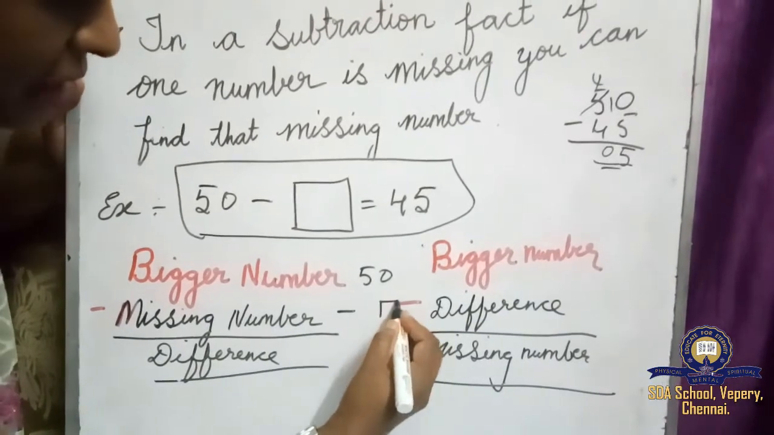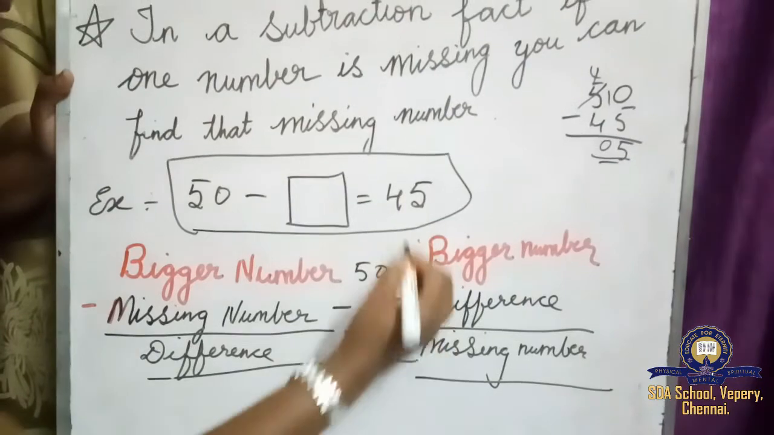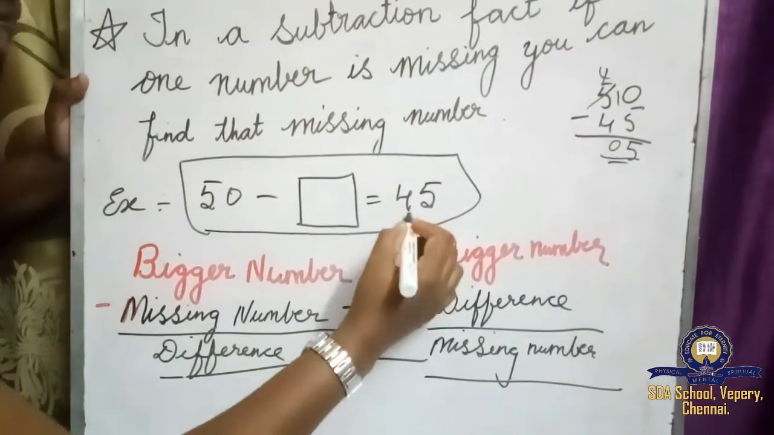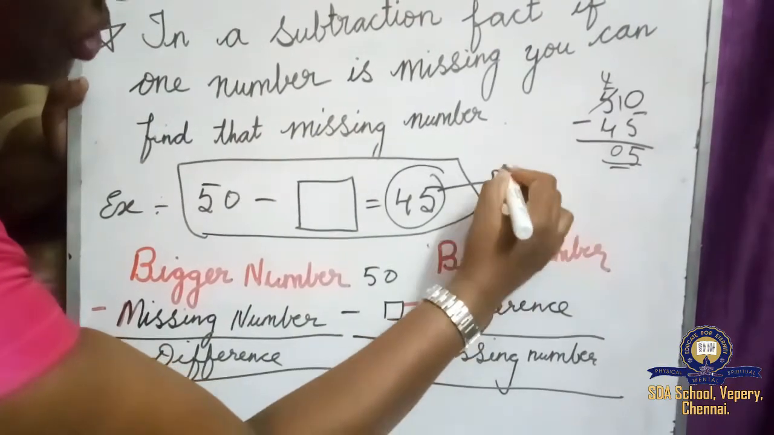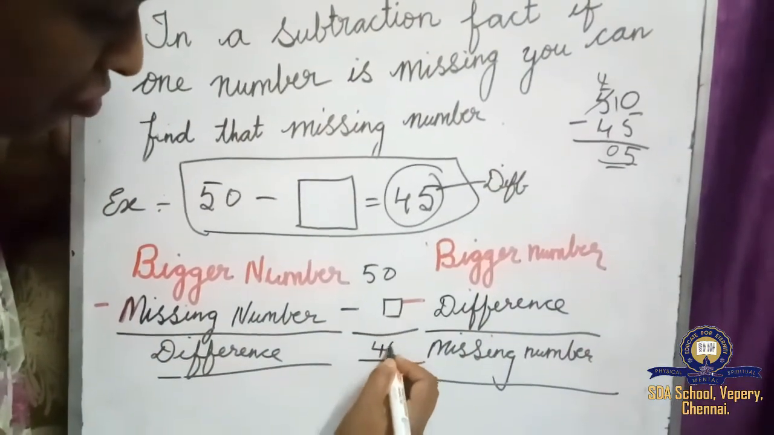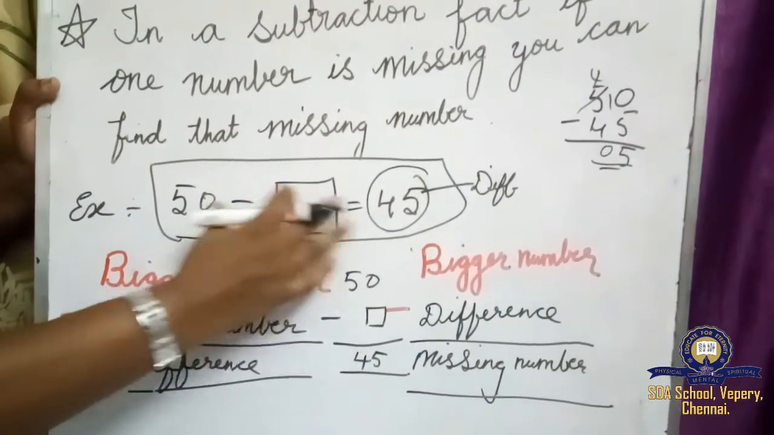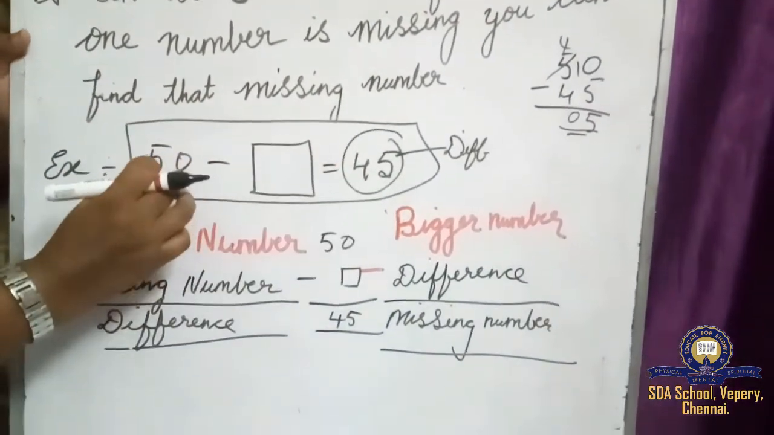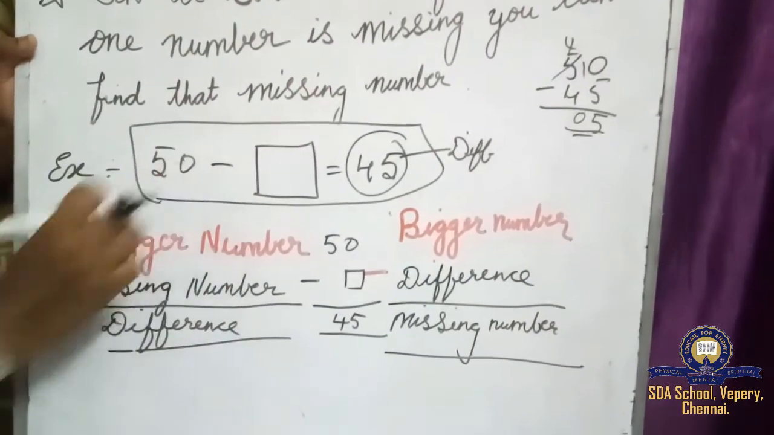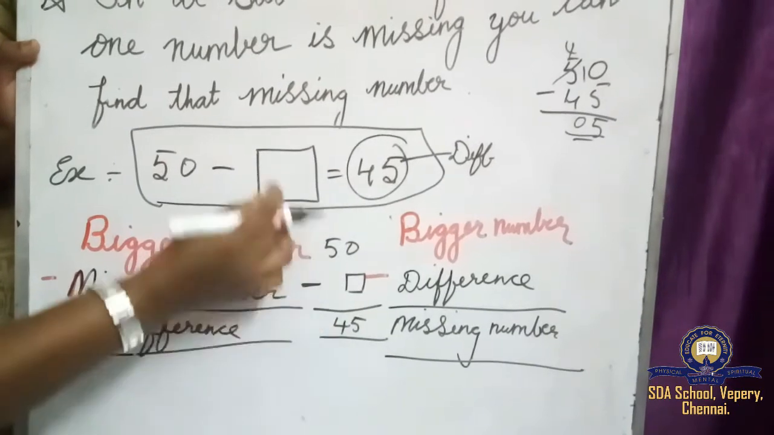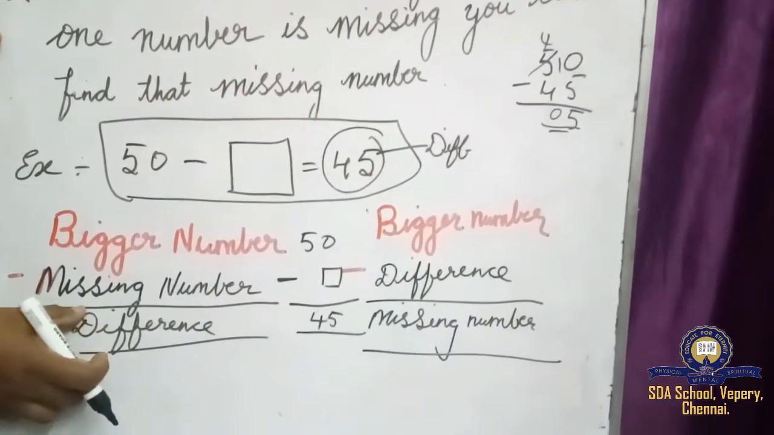We don't know the missing number. So 50 minus the missing number. The answer is 45, meaning the difference. This is the difference, so you write 45. Did you understand this concept? Bigger number. Compare these numbers and see which is bigger. 50. Then minus the missing number. I have put the minus sign here. The missing number we don't know, so I have just written it. Then you write the difference.